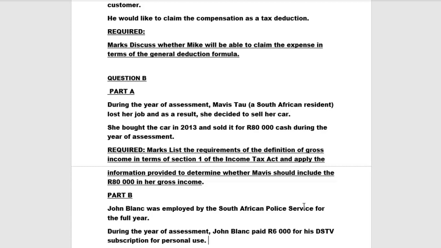Okay, part 2. Question B, part A, it says, during the year of assessment, Mavis Tau, a South African resident, lost her job. As a result, she decided to sell her car. She bought the car in 2013 and sold it for 80,000 Rand cash during the year of assessment. So if we were doing accounting, we would be asked to calculate whether the disposal was at a profit or at a loss.